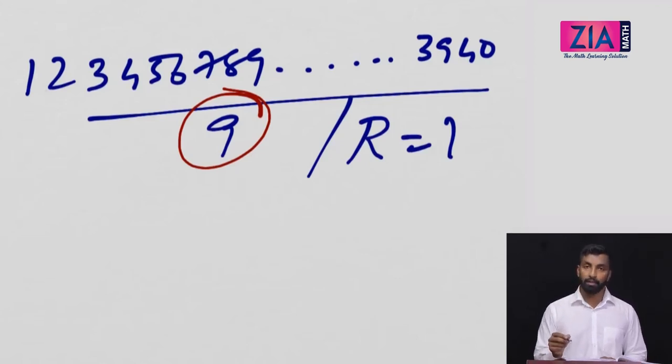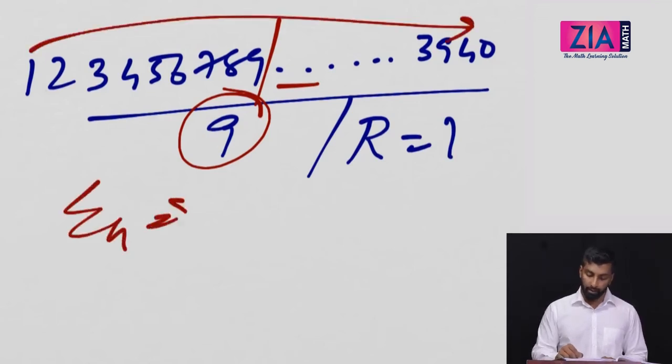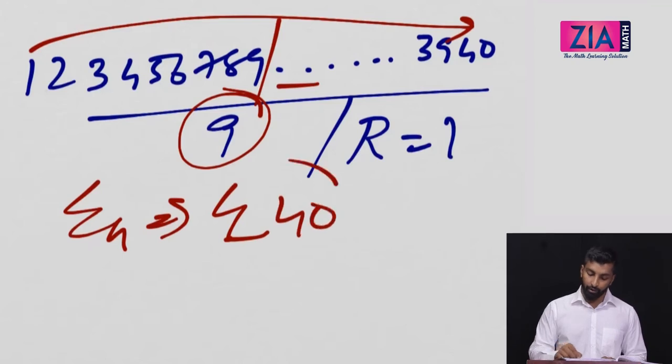Now how will you find the sum of digits here? Up to 9 you take one digit at a time, and after 9, from 10 onwards up to 40, you take 2 digits at a time. So 1, 2, 3, 4, 5, 6, 7, 8, 9 you can take the sum, so sigma 9 you can find. Then from 10 to 40 also you can find the sum only. So this question you can basically convert into a sigma n question, or sigma 40 question. You need to find sigma 40.